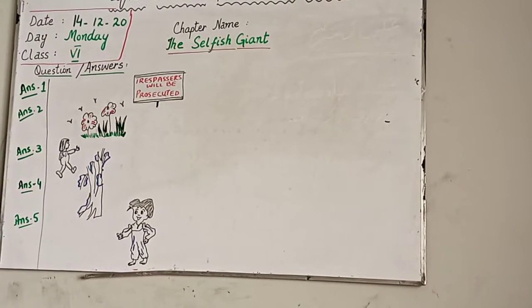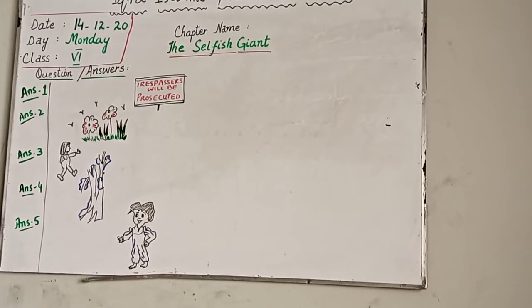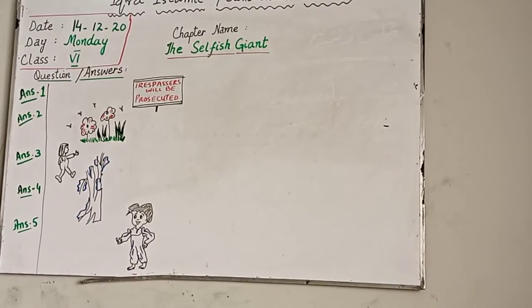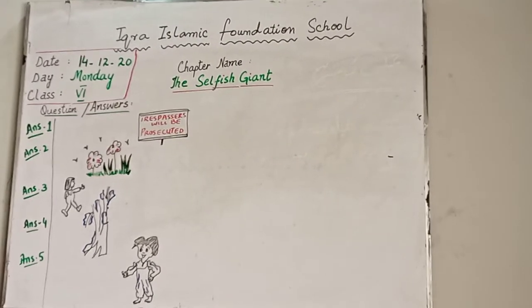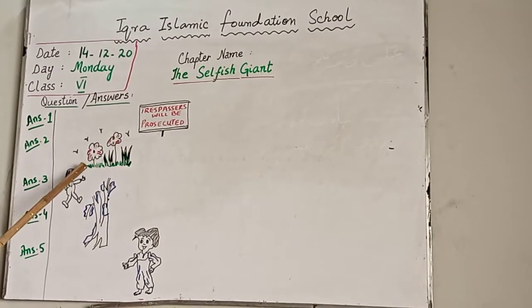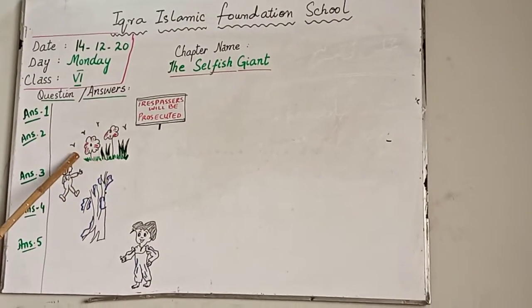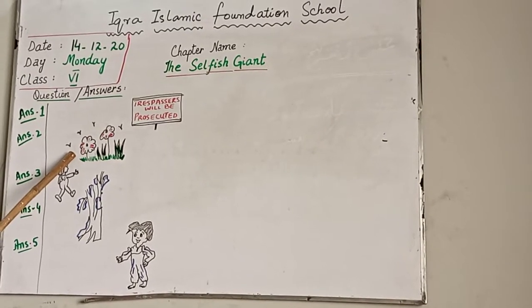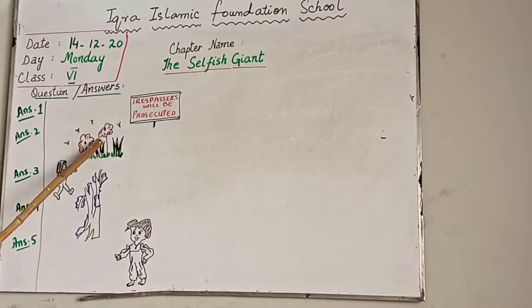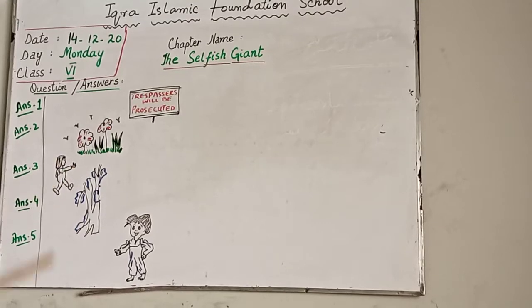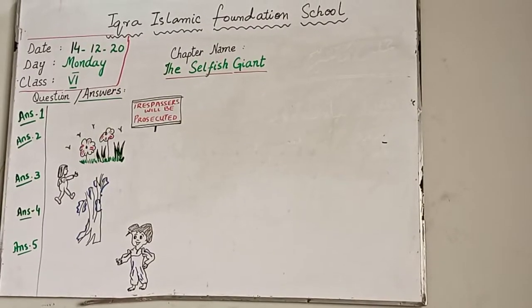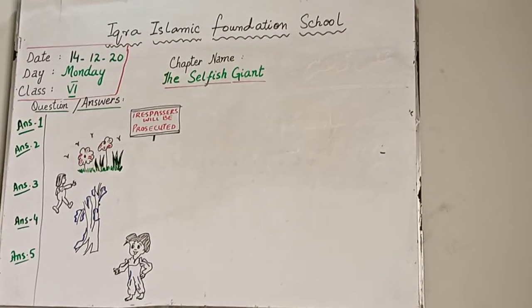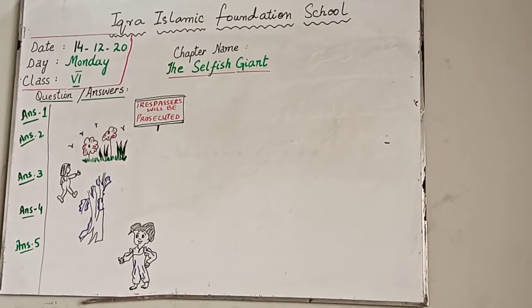But one morning, he realized that the spring season had returned back to his garden by the perfume of lovely flowers. He would smell the lovely perfume coming from the blooming flowers and the song of birds. Okay? So this will be the answer of number 2.